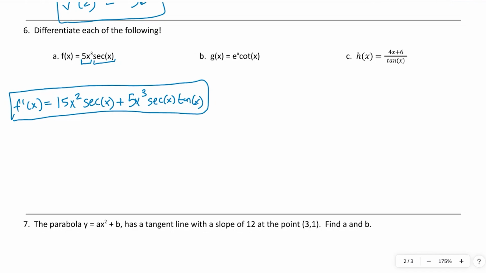B, we're going to differentiate basically the same exact way here. We got a product of two functions. So g prime is going to be the derivative of the first, which is just e to the x, times the second, plus the first, which is still e to the x, because e to the x is its own derivative, times the derivative of the second. Now the derivative of cotangent x is negative cosecant squared x.